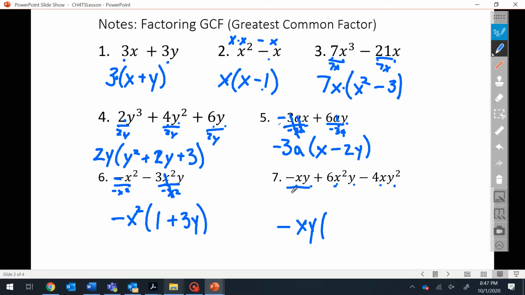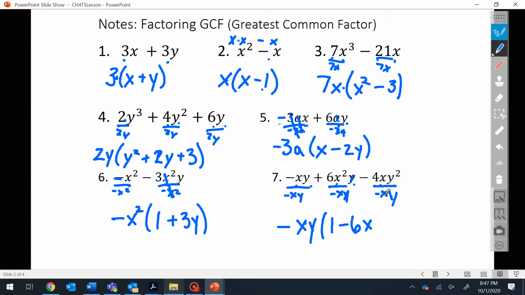I'm going to divide these by what I'm factoring out. So negative xy, and this is going to tell me what's left over. So everything here cancels, so I'm left with 1 there. This next term is going to be negative because it's a positive divided by a negative. The 6 is still there. X squared divided by x is just x, and then the y's cancel. So the next term is minus 6x.